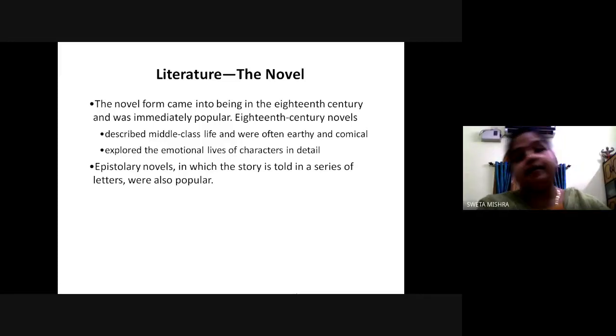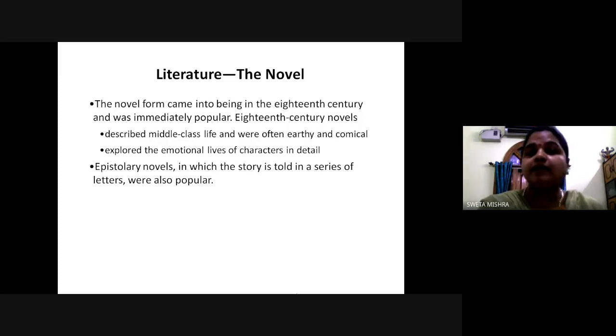Now, when we talk about the novels, they were the form that came into being in the 18th century, and it became immensely popular. There are two important things I would like to tell about the 18th century novels. First, it described the middle class life. Now, why did the novels become popular? It is obvious. When the real life of the people is being described in the novel, the readers would definitely like to read it.